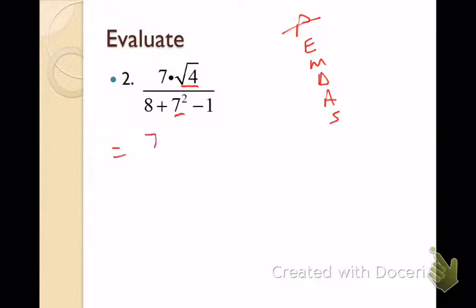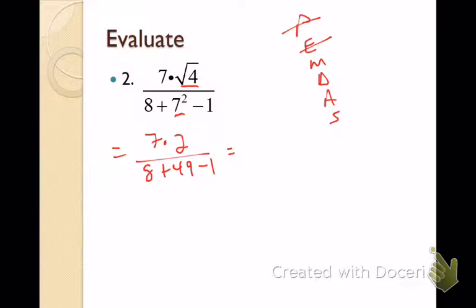The square root of 4 is 2. 7 squared is 49. And we can do those two operations and then rewrite. So now we're done. Multiplication, division.